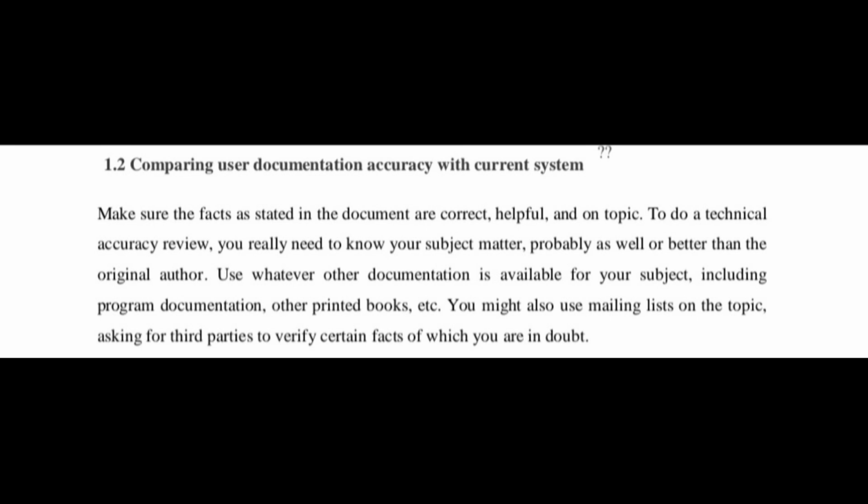Comparing user document phrase with current system. Make sure the facts as stated in the document are correct, helpful, and on topic. To do a technical accuracy review, you really need to know your subject matter probably as well or better than the original authors. Use whatever other documentation is available for your subject, including program documentation and other printed books. You may also use mailing lists on the topic, asking a third party to review certain facts of which you are in doubt.